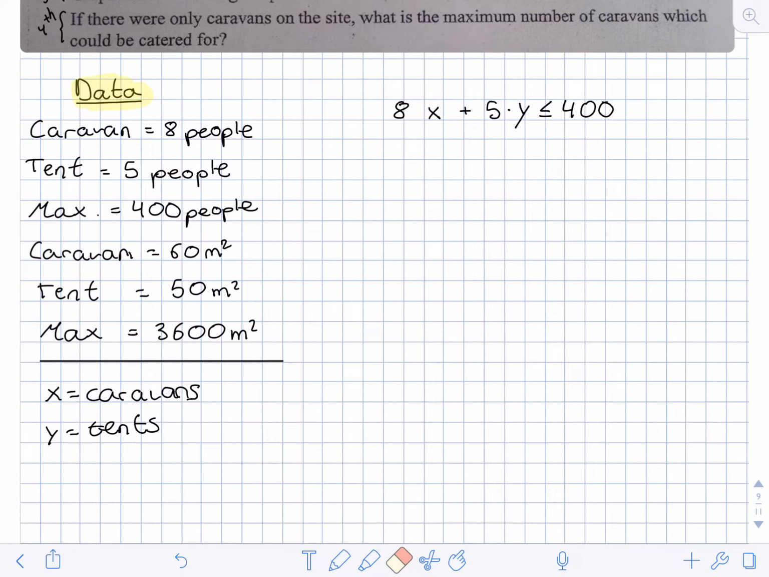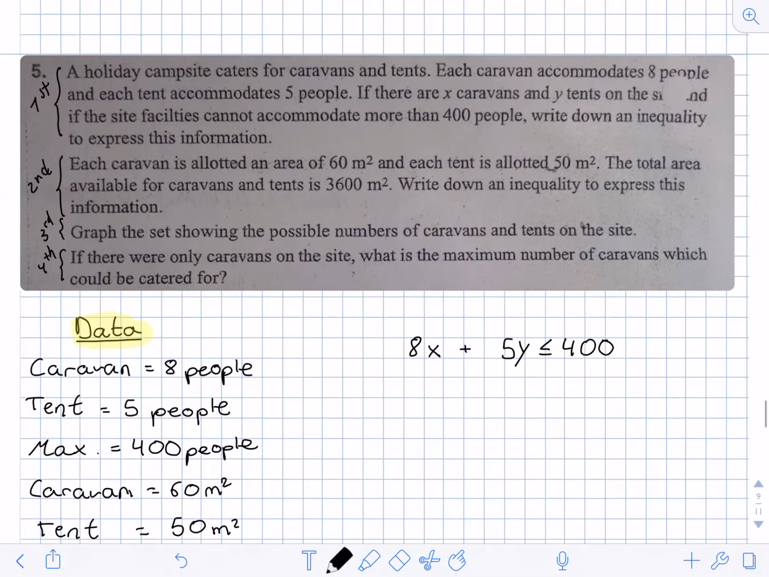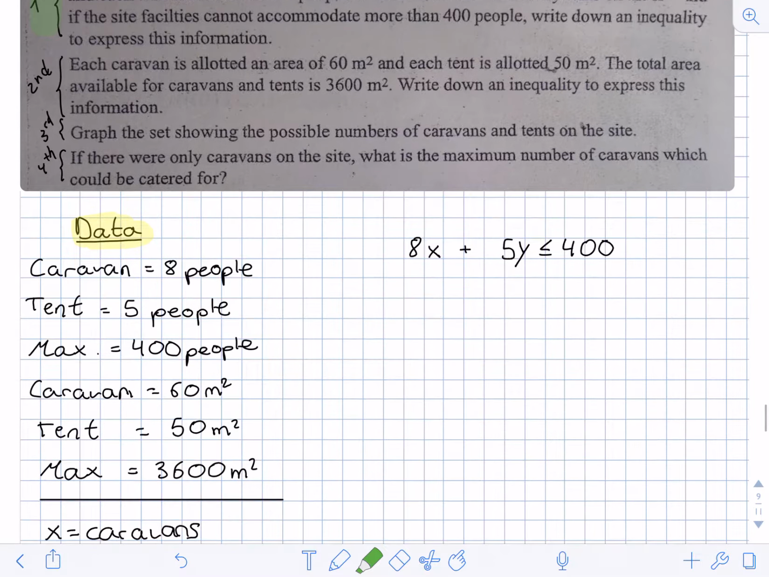If we write it down properly, we get 8x plus 5y less or equal than 400. Okay, that's the first equation. So now we have it done, okay? So the first equation, done. Let's go for the next one.